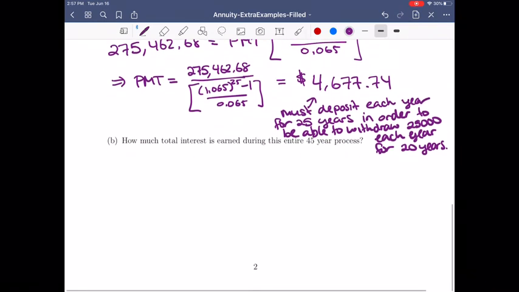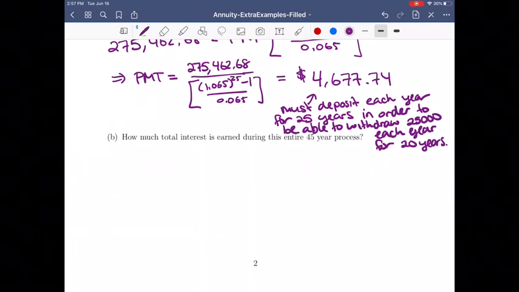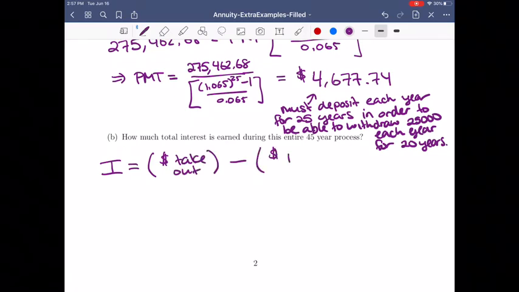Now, how much interest did we earn during this whole 45-year process? This is a little bit tricky, but if you think about it, it's not too hard. The interest is going to be, because we started at 0 and we end at 0, the amount of money that we take out minus the amount of money that we put in. The amount that we take out is more than what we put in, and the amount that it's more is the interest that it earned throughout this process.